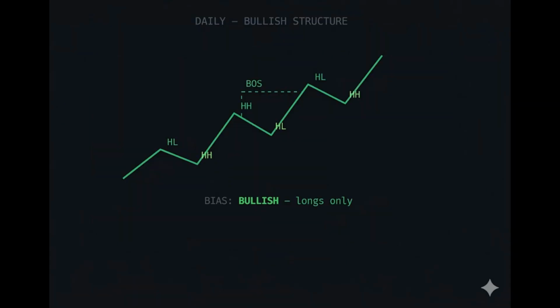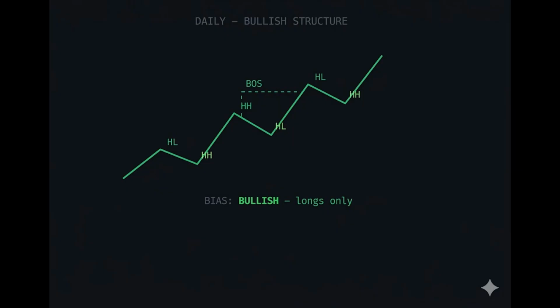Step 1 of the top-down framework. Determine your HTF bias on the daily chart. This is the non-negotiable starting point. Before you look at any other time frame, you need to answer one question. Is the daily chart in a bullish structural phase or a bearish structural phase?